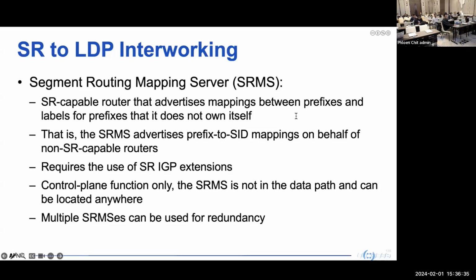To achieve this, the SRMS will require IGP extensions that support segment routing. Since this is a control plane function only, the SRMS does not have to be in the data path and can be located anywhere. So technically, you can have a dedicated router run as the SRMS; it doesn't have to be on the path. And multiple SRMSs can be used for redundancy purposes.